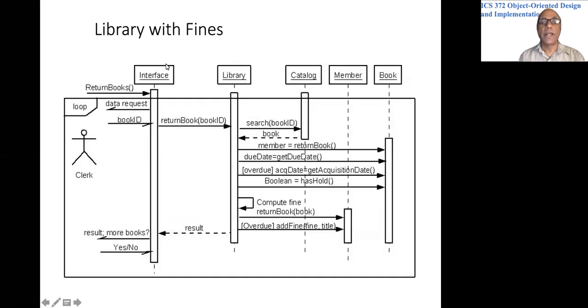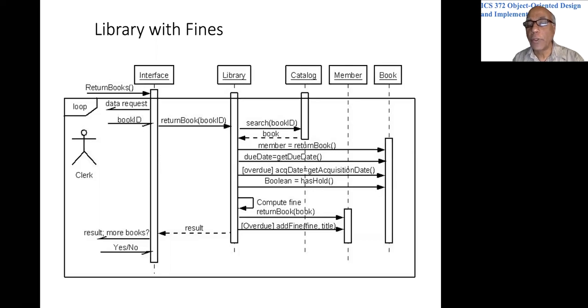Let's look at the sequence diagram, which is not all that different from before, but there is something new. So given the book ID, it searches for the book and gets the member who had the book issued. Now we are doing something more here. You need to know whether this book was returned late.